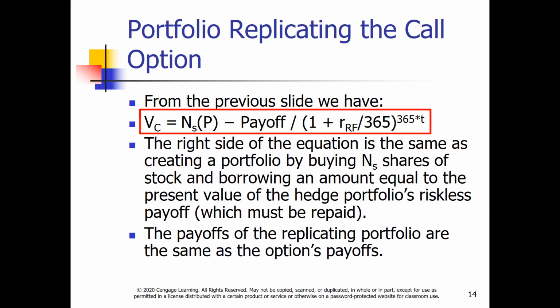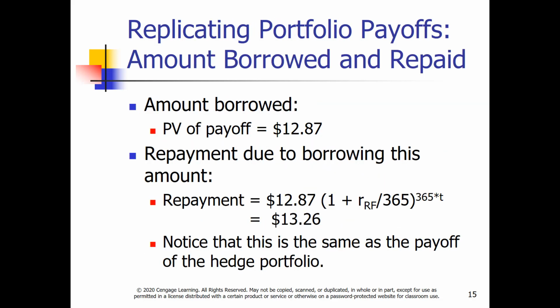We can modify our approach to valuing the option by creating what is called a replicating portfolio, because it's designed to replicate the call option's payoff. As you can see on the slide, the right-hand side of the equation is the replicating portfolio. In this case, we buy the N shares of stock and borrow an amount equal to the present value of the hedge portfolio's payoff, $12.87. If you borrow an amount equal to the present value of the hedge portfolio's riskless payoff and purchase N shares of stock, the portfolio's payoff will replicate the call option's payoff. If this is not true, then an arbitrage opportunity exists.